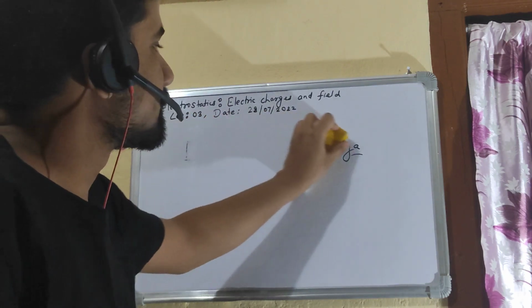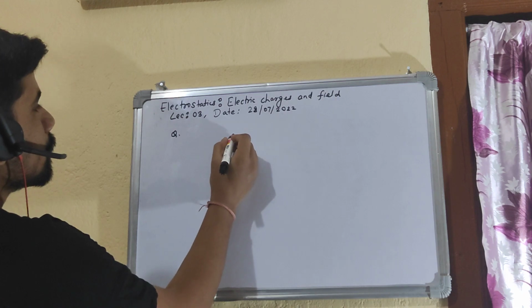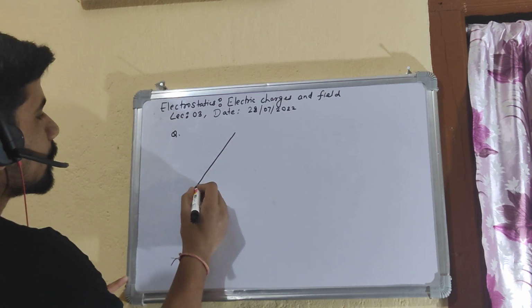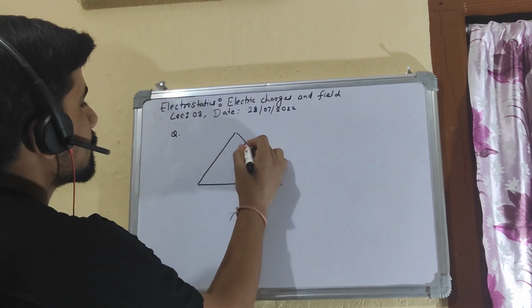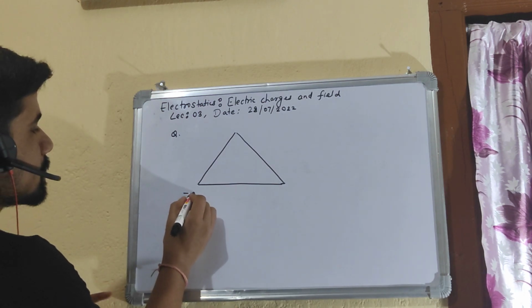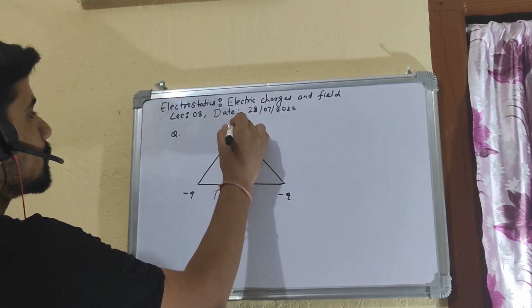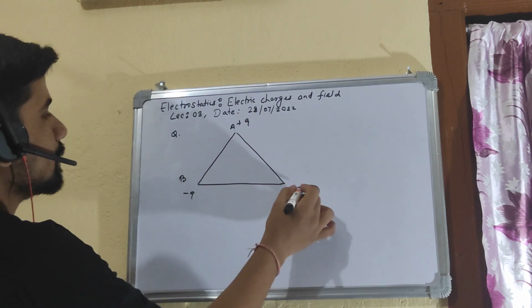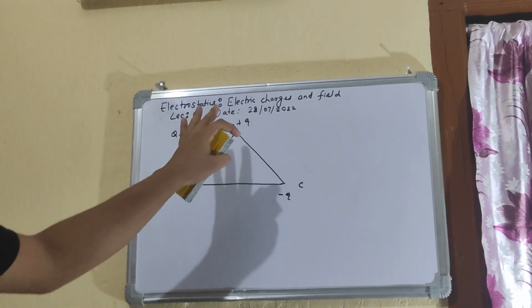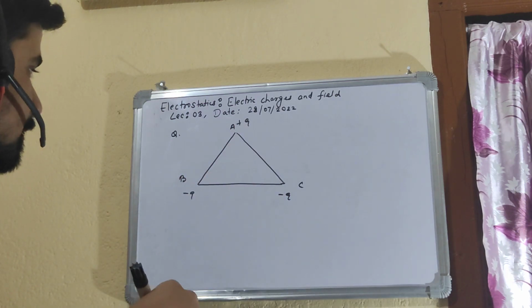So the problem looked like this. Three charges were placed on the vertices of an equilateral triangle. I believe the charge was minus q, and here it was plus q. The points were marked as A, B, and C. We need to calculate the net force on charge plus q, which is placed at A.